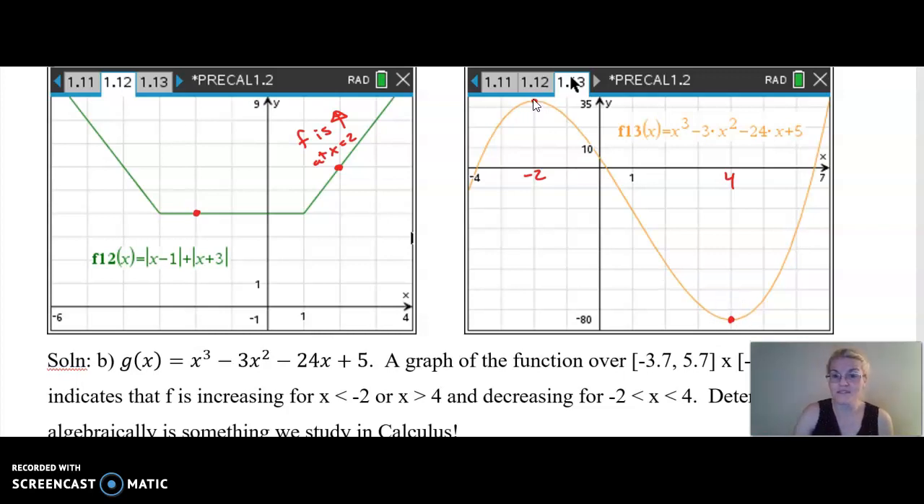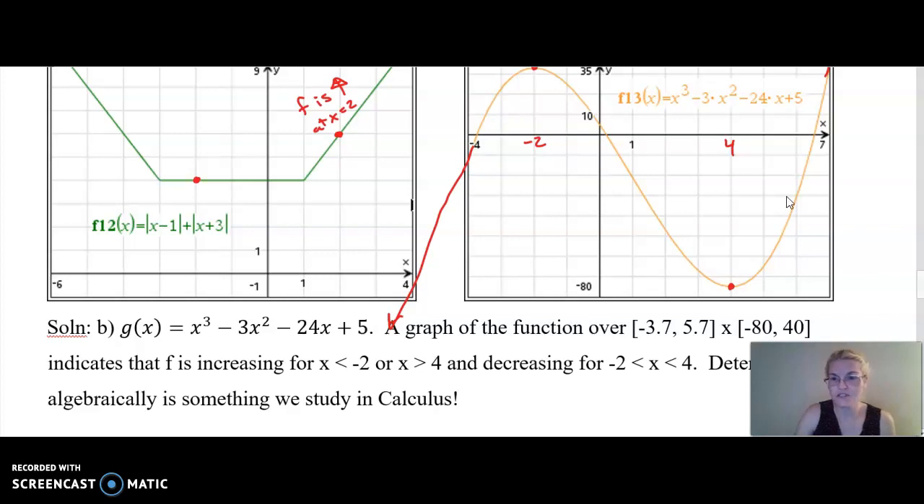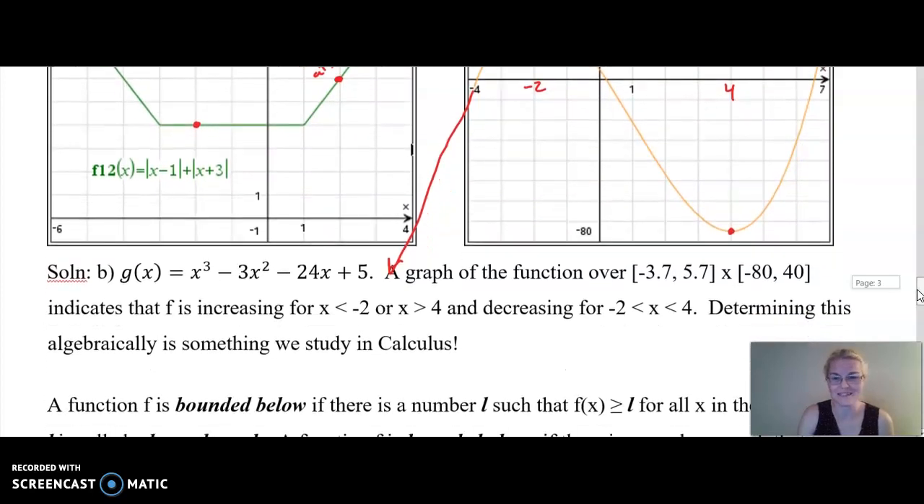But by no means are these the absolute max or the absolute min because this function keeps going. You're going to have y values up here that are higher than that. You're going to have y values down here that are lower than that. So we're going to talk about absolute max and mins later, I think in our next section actually. All right, so how do we determine these intervals of increase and decrease algebraically? That's something we will absolutely study in calculus, and you need to use calculus techniques. Well, you don't need to, but the easiest way is to use calculus techniques to do that.